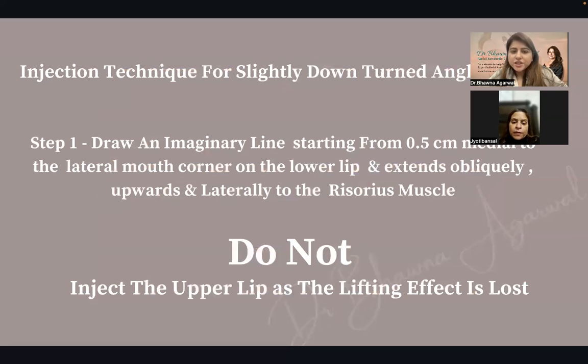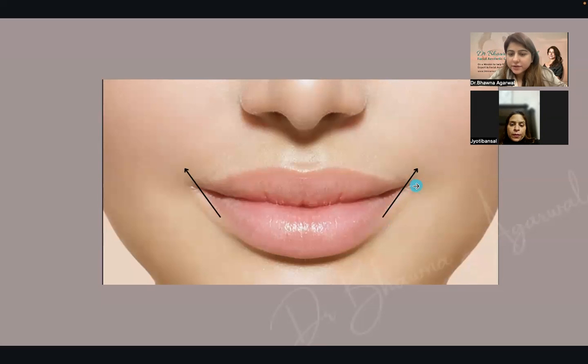Now injection techniques for slightly downturned mouth corners. So this is step one: draw an imaginary line starting from 0.5 centimeter lower. This I have explained actually, you can go through this. I'll provide the recordings. And laterally to the risorius muscle. So this is injecting into the risorius. It is going up till the risorius. The risorius travels from the corner of the mouth to the medial border of the masseter.